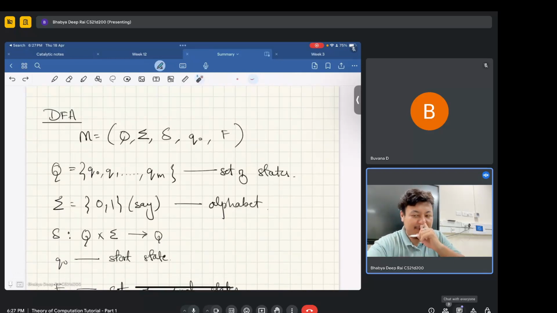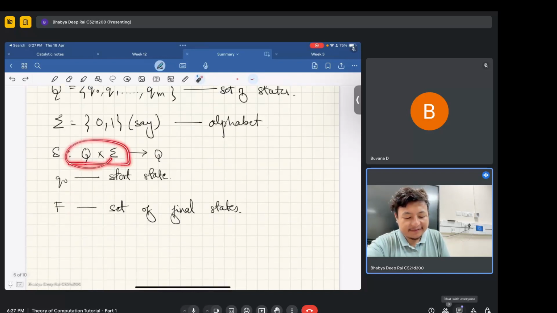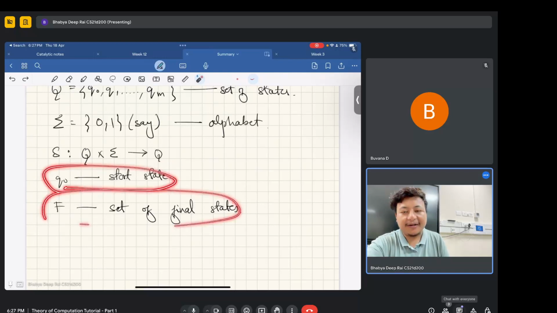So here's a quick recap on what a DFA is. A DFA is a machine which has Q, sigma, delta, q naught, F. Q is a set of states, always finite. Remember, a DFA always has a finite number of states. Sigma is the alphabet over which the DFA works. Delta is the transition function, meaning on a particular state, if you see an element from sigma, then where do you go? The next state. Then you have a start state where your computation begins, and F is the set of final states.